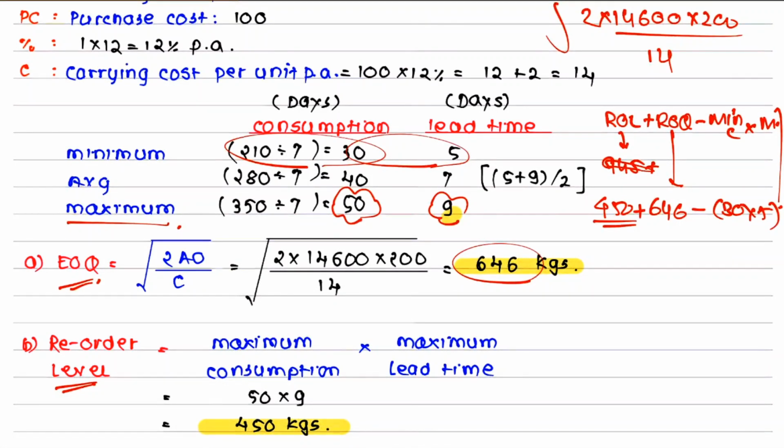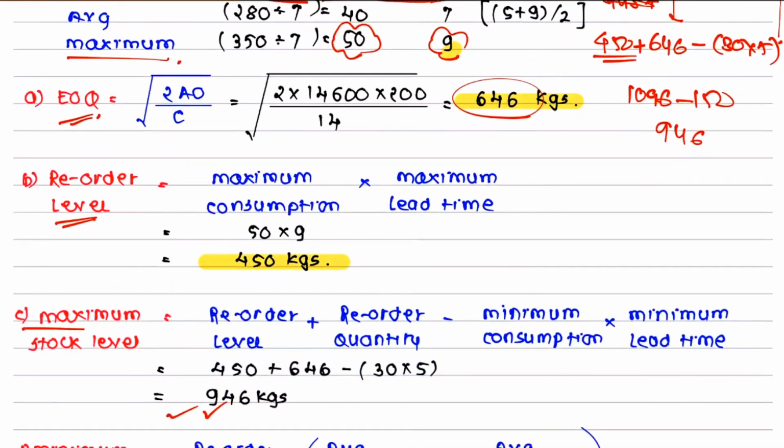450 plus 646, that is 1096, minus 1 into 5, that is 150. 1096 minus 150 gives 946. So are you clear with maximum stock level? Yes sir. Now there was one more formula, for minimum stock level.